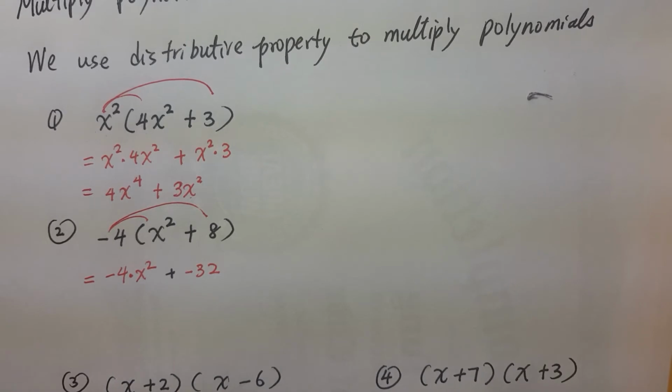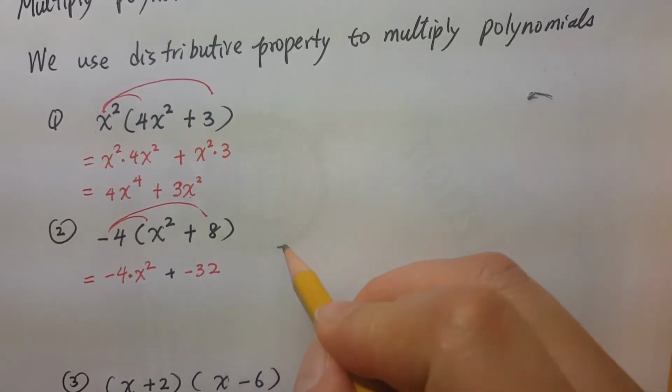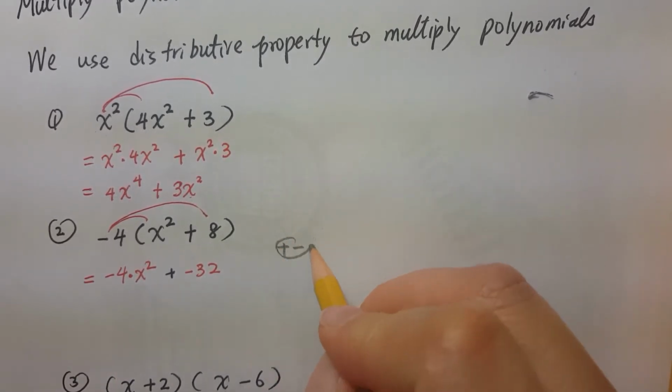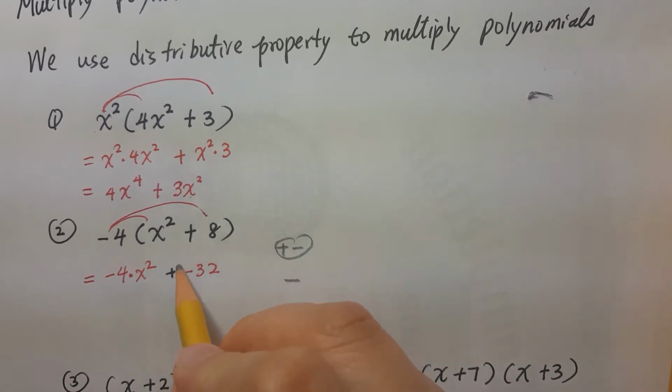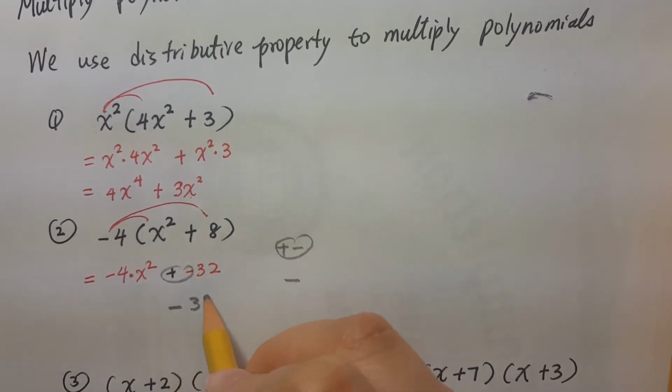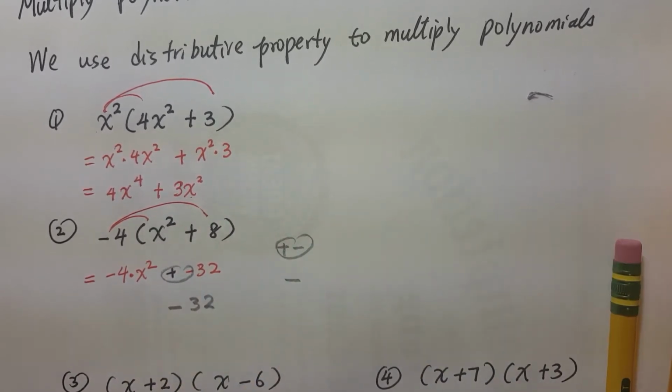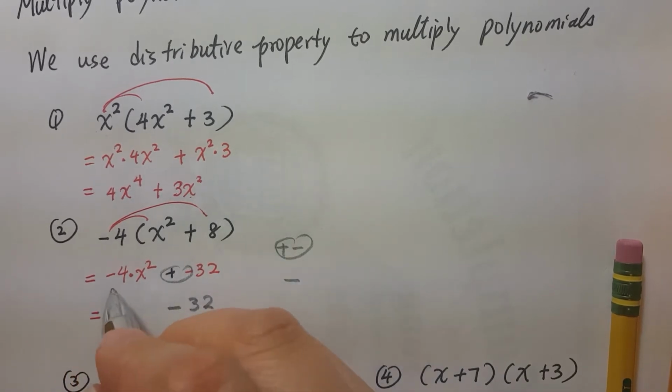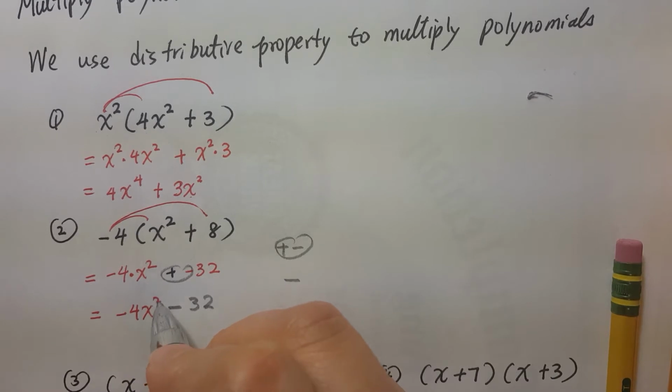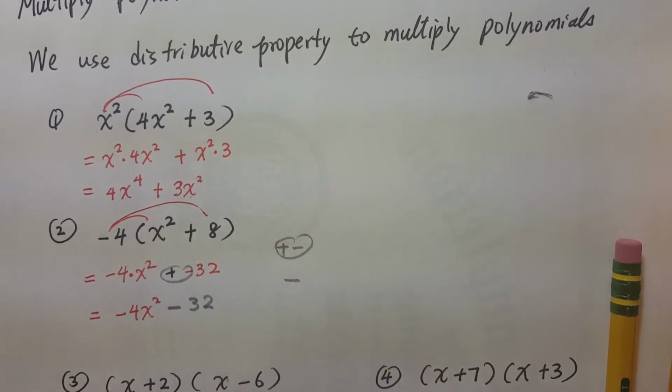So we have a plus and a minus side by side. Plus with negative, plus with minus, turns into a minus. So this turns into minus 32. And then we just copy down the front. Negative 4 times x squared is negative 4x squared. So we finished question number 2.